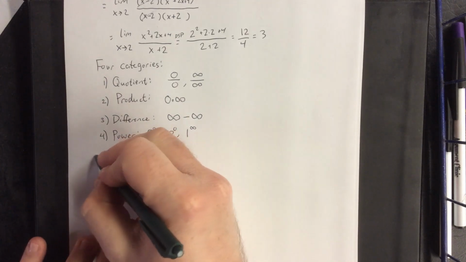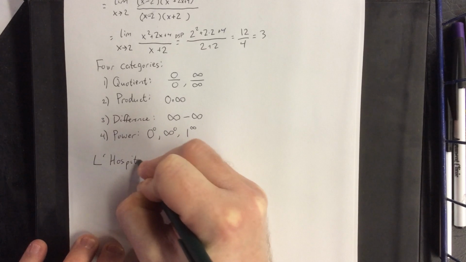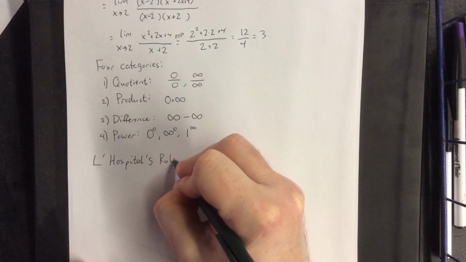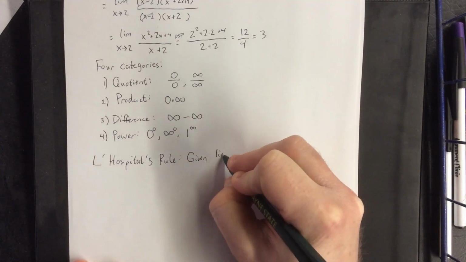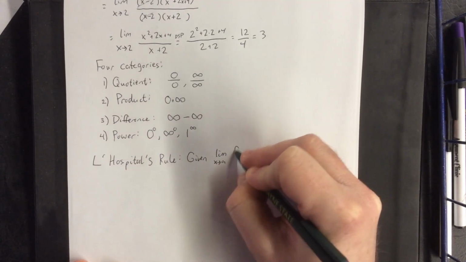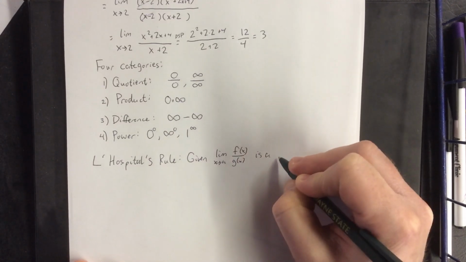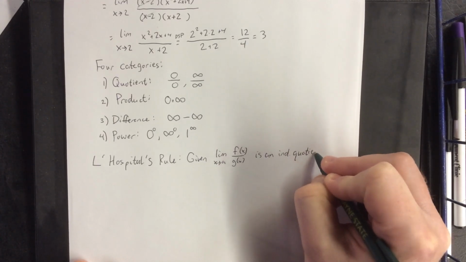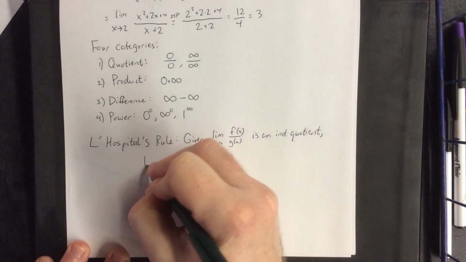So from this, we're going to introduce a new rule. The new rule is known as L'Hopital's rule. You can tell it's French because there's a bunch of letters in it you don't pronounce. L'Hopital's rule states that if you start with an indeterminate quotient, so given that the limit as x approaches a of f of x over g of x is an indeterminate quotient, so either infinity over infinity or 0 divided by 0, it is possible to evaluate by doing the following.